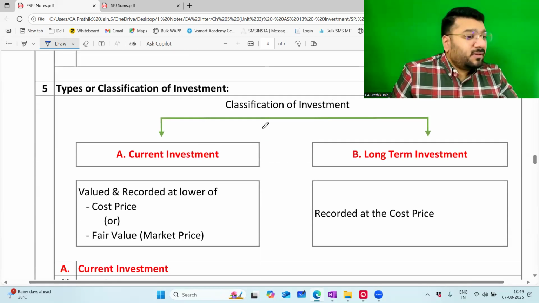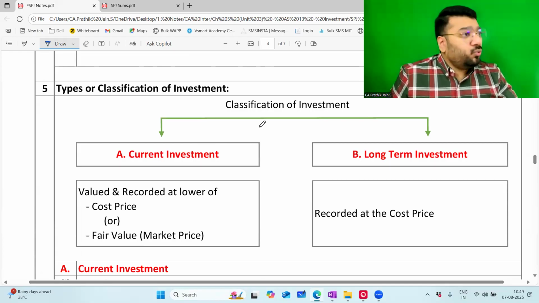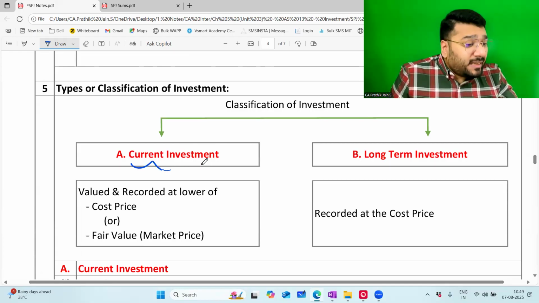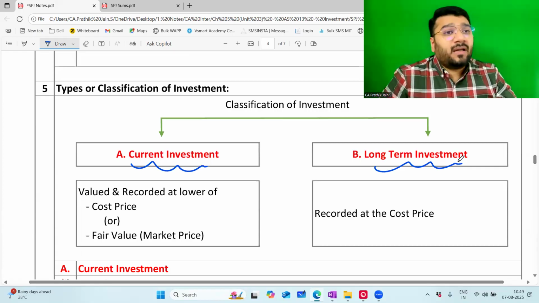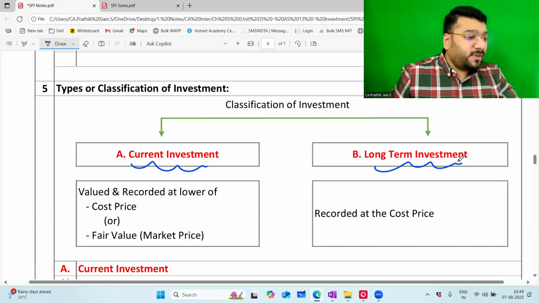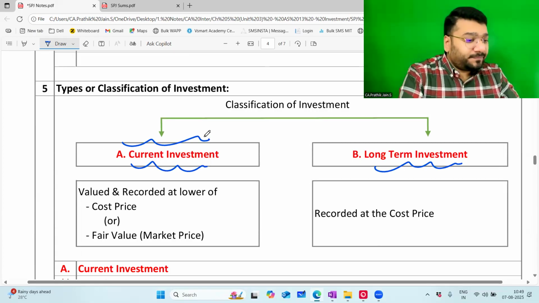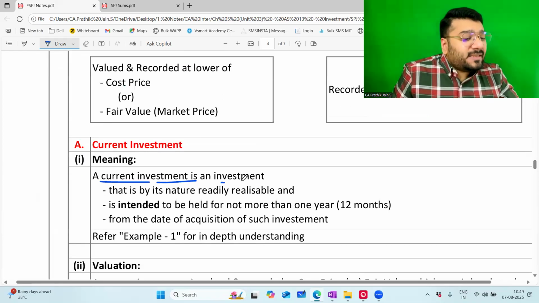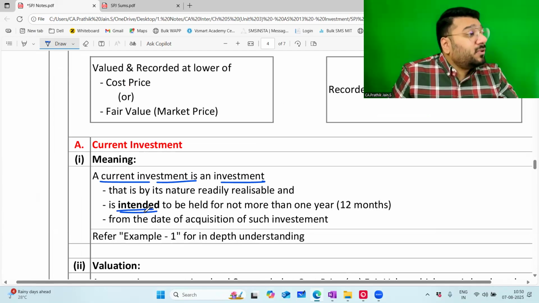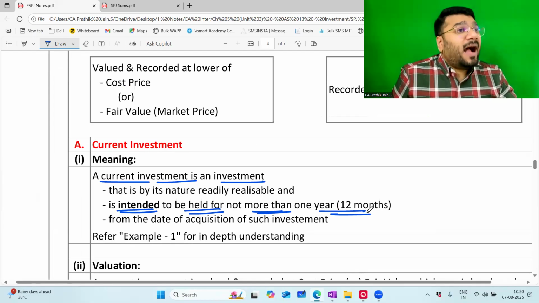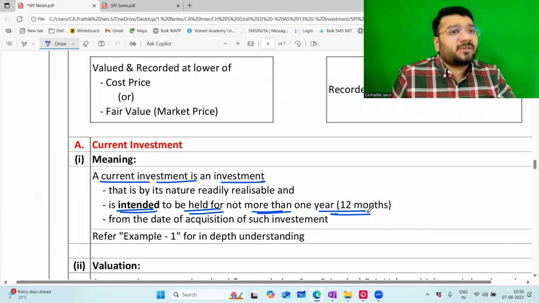Classification of investment. Investment that you do has to be classified either as current investment or long-term investment. Now, what is current investment? A current investment is an investment done with the intention to hold not more than 12 months. I'm purchasing today, and I don't have the intention to hold it beyond 12 months. I want to sell it in 2 months, 3 months, 8, 9, 10 months, maximum 12 months.